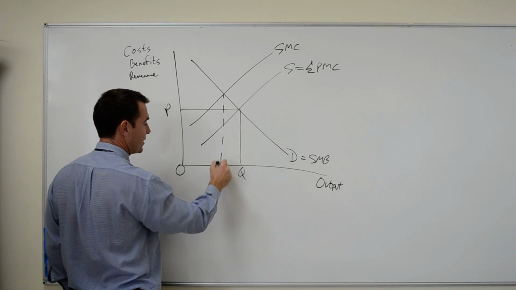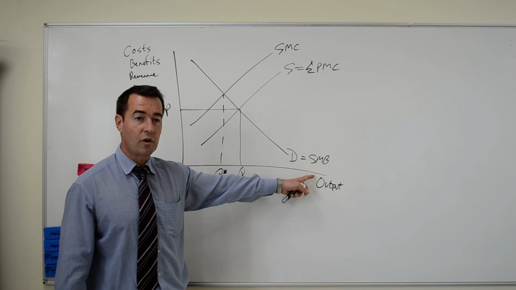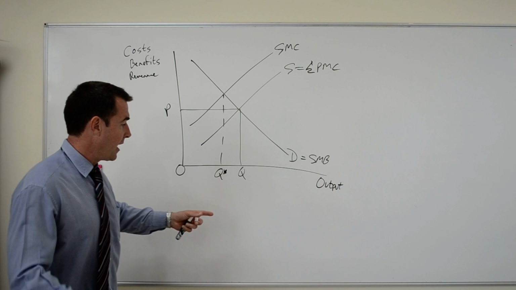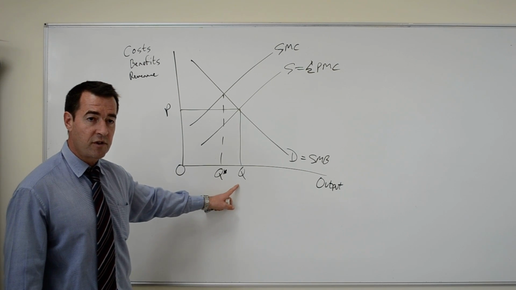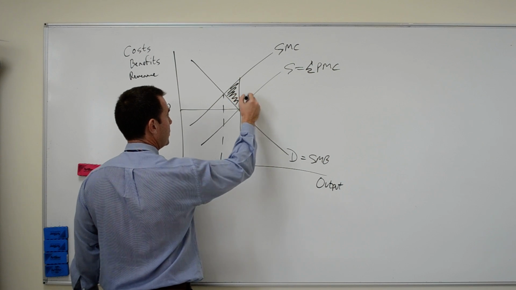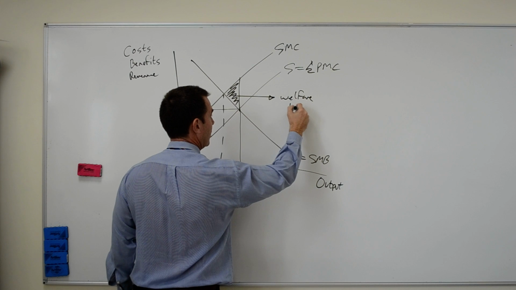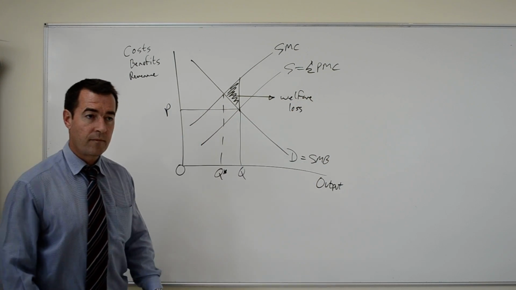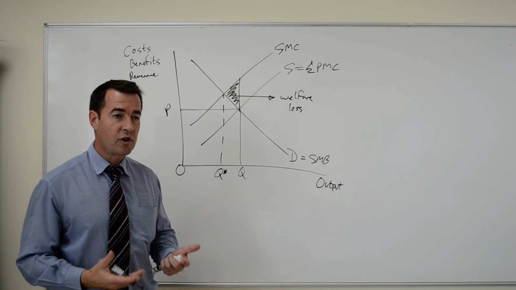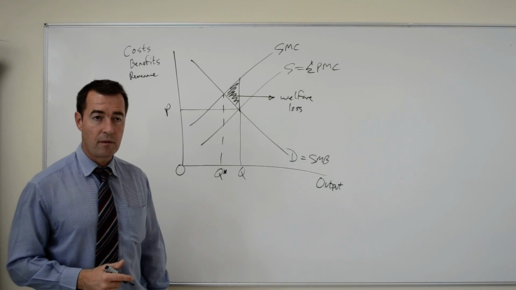We can see that the best output level is at Q star, where the social marginal cost equals the social marginal benefit. And yet, the perfectly competitive industry produces at OQ. This means that this triangle, which we label the welfare loss, represents the amount by which social marginal costs exceed social marginal benefits.